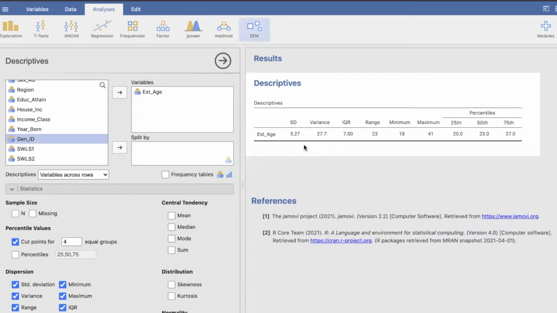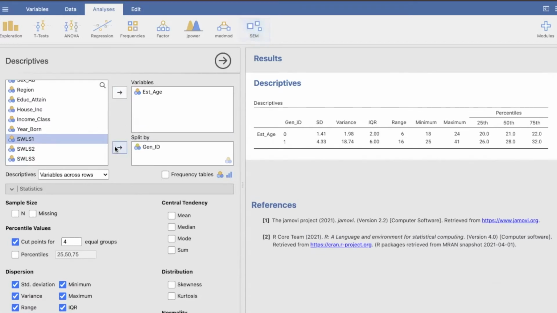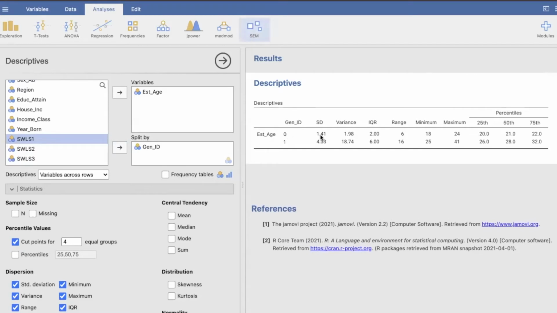Although of course the SD only becomes really interesting to us if we are differentiating two groups from each other. So for example, if we split this by generational identities, I'm just going to put SD here, because 0 means Gen Zs. You can see that the spread of the age within the Gen Z cohort is less compared to the spread of those from Gen Y. So that's where it becomes more interesting, if you are categorizing the data.